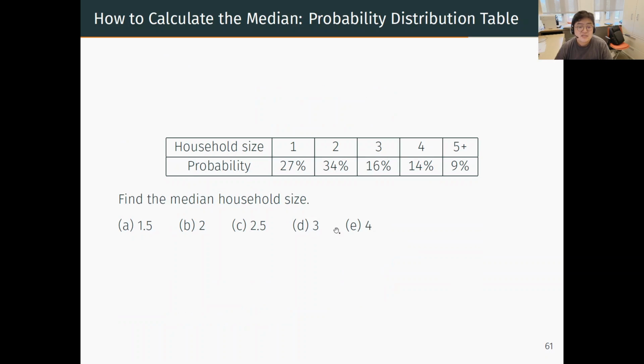Okay, so try this by yourself and get the median from this probability distribution table. Calculate the cumulative distribution function and then turn that into the median. Okay, so I will stop the video here and leave it to you, and continue to the next video after finishing this question. See you then.